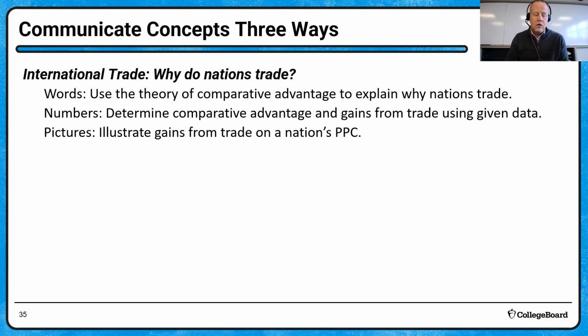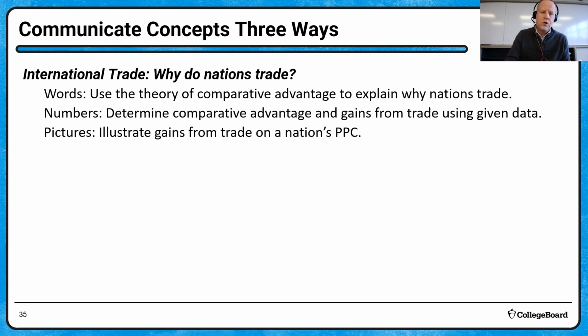3 different ways. Verbally, we're going to use comparative advantage. We're going to explain why nations trade, how they gain from trade using comparative advantage. Then numerically, we're going to actually calculate opportunity cost to prove comparative advantage, and then use that data to prove gains from trade. And then visually show that on a nation's PPC, show how a nation can gain from comparative advantage in trade, from specialization in trade on the PPC, showing that consumption can actually exceed their maximum levels of production and sustainably do so.